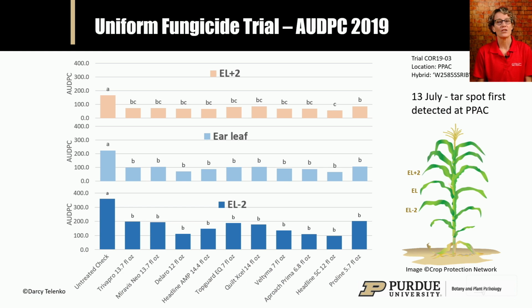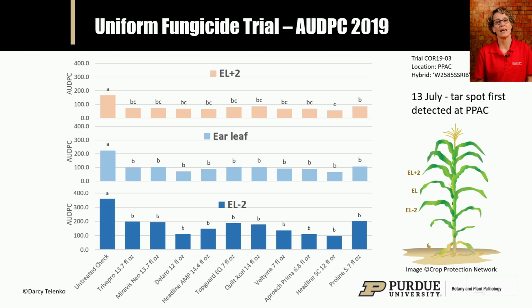And then Darcy measured the amount of disease on the ear leaf, 2 leaves below the ear leaf, which would be ear leaf -2, and then 2 leaves above the ear leaf. So that would be ear leaf +2. And you can see that first bar on the left is the untreated control. And then we have the list of treatments that were in this trial. And you'll see those letters there, A's and B's.